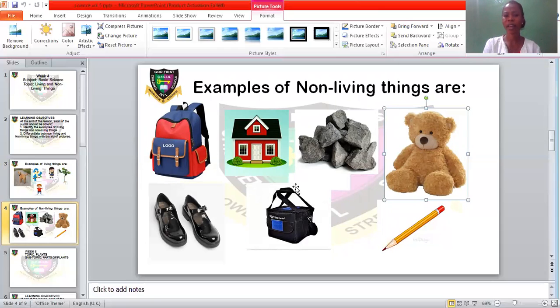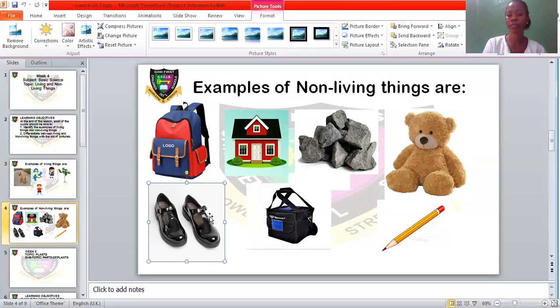You have a picture of shoes. Yes, we have two shoes here, your school shoes. Can your school shoes talk? No. Can your school shoes eat? No. So they are an example of what? Non-living thing, because they cannot talk, they cannot eat, and they cannot move.